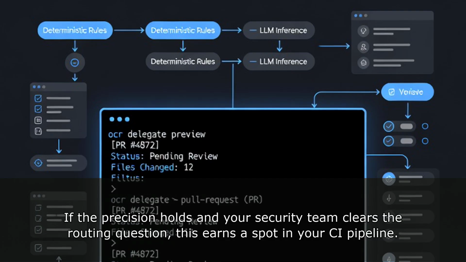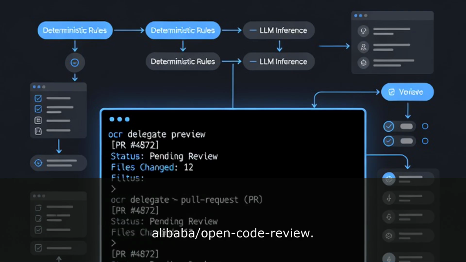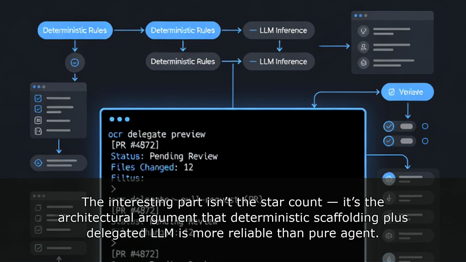Alibaba's Open Code Review. The interesting part isn't the star count. It's the architectural argument that deterministic scaffolding plus delegated LLM is more reliable than pure agent. That's a thesis worth testing.